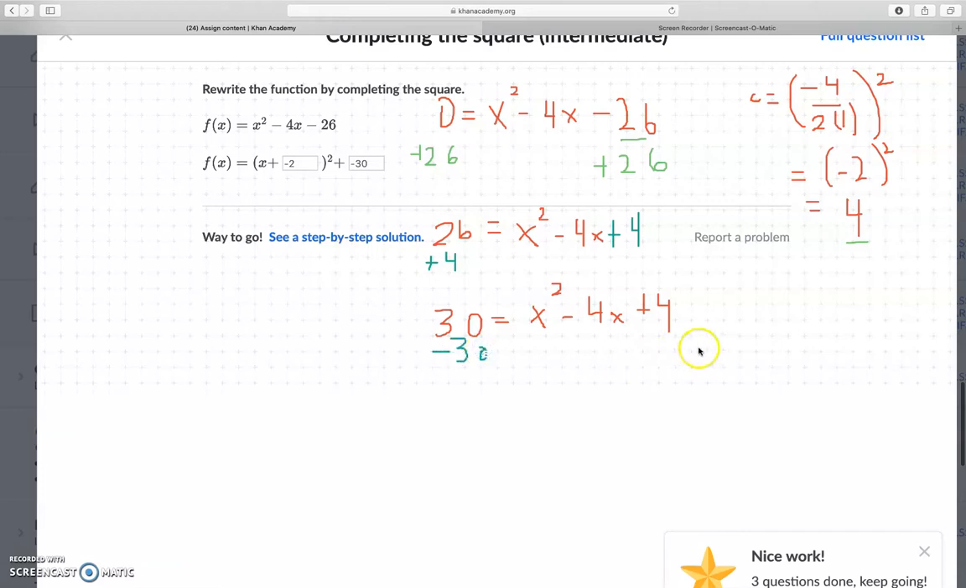So we got to bring this back. Now I know this is so weird because you can combine these, but we don't want to combine them. So we're just going to end up with 0 equals x squared minus 4x, sorry, plus 4 minus 30, okay?